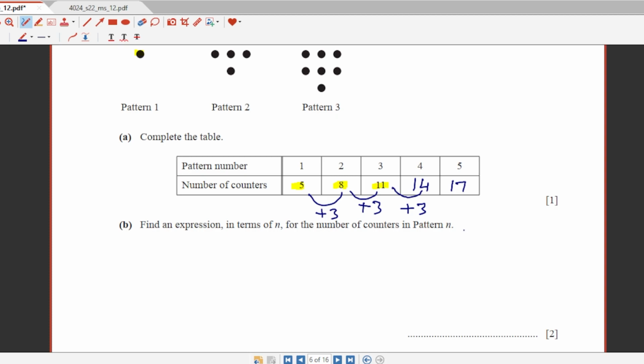Find an expression in terms of n for the number of counters in pattern n. The formula for the nth term is Tn equals a plus (n minus 1) into d, where a is the first term. Here 5 is the first term, and d is the constant number that is added or subtracted. We represent this number by the common difference. d is the common difference.